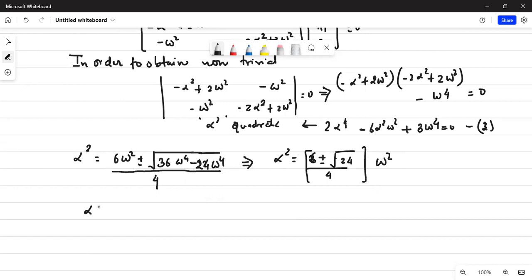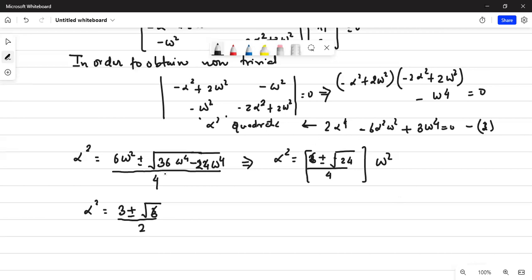What will be your alpha square in easier terms? You can write this as 3 plus minus, and this 24. If you take 2 common out, so this will remain as I think 3 only here, and here it will be 2. Because you take 2, this 24 can be written as 4 into 6, so that will be, I think, root over 6, right? Just see if this is wrong or right. Just check that once. Did I make a mistake?